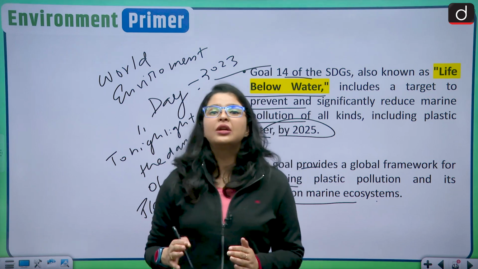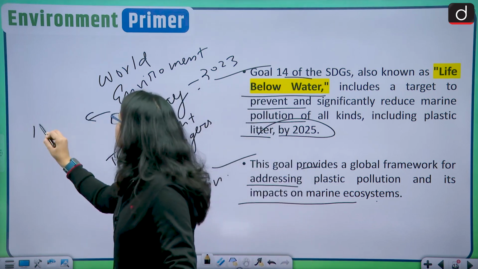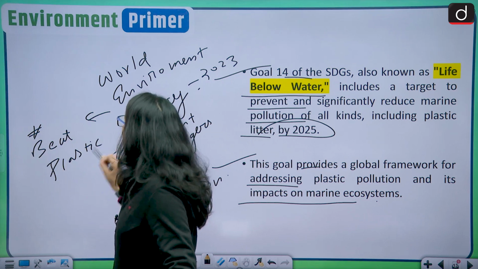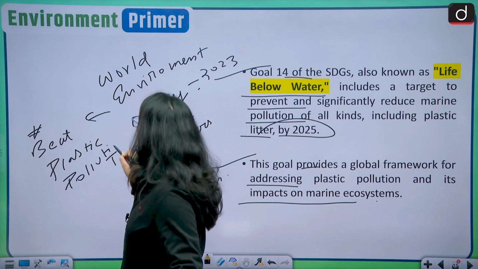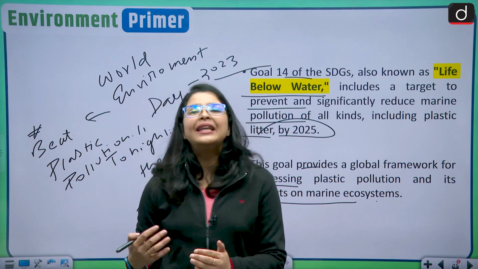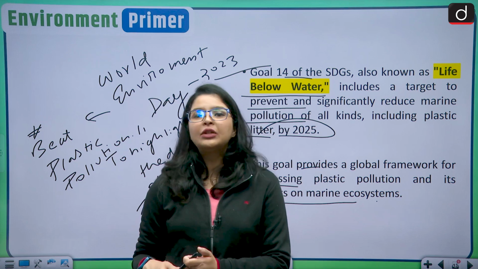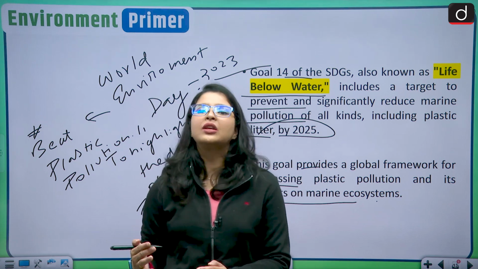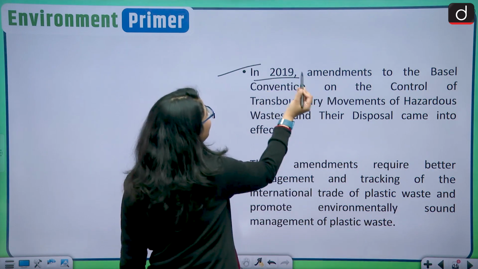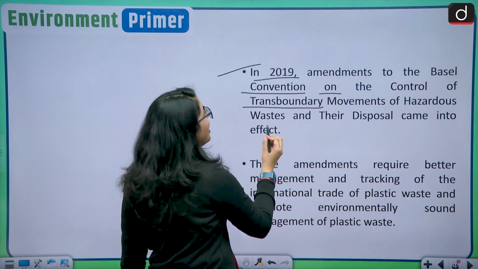So the theme of this year's World Environment Day, that was celebrated in the year 2023, was Beat Plastic Pollution. So definitely the countries are cognizant of the plastic pollution that is happening, and they are coming forward through these initiatives to beat plastic pollution. In fact, World Environment Day is a very significant day, and this year the theme was to beat plastic pollution.